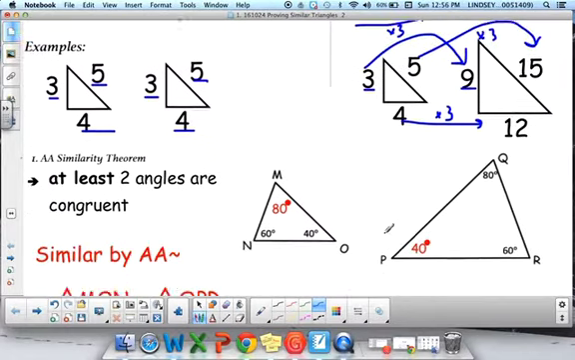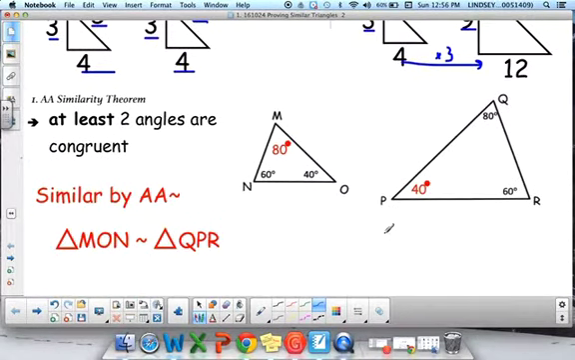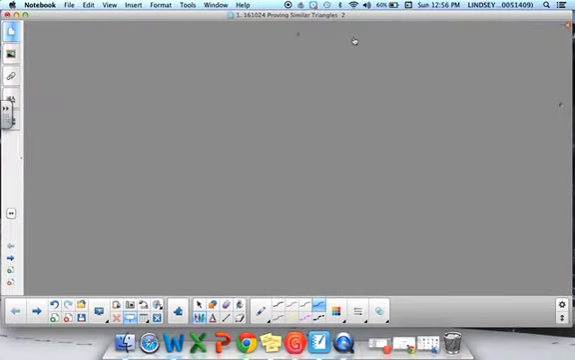So let's take a look at this first one. When we're talking about similarity, the first, oh, my little thing went away. Now you're looking at everything all at one time.